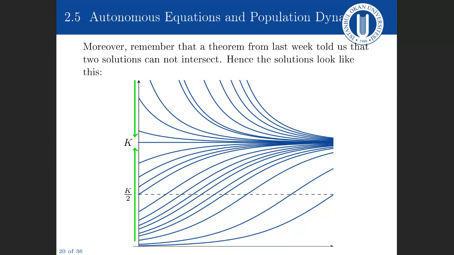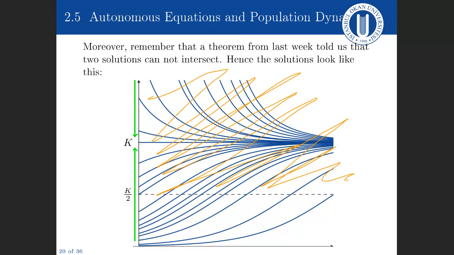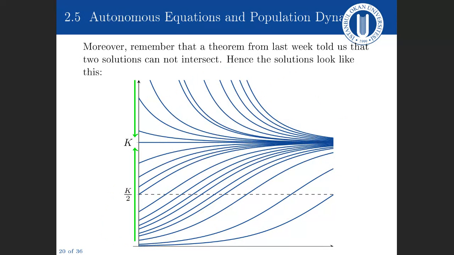Let's look at the bottom part first of all. Just look at y between 0 and k over 2. We said the graph should be increasing and concave up. So we can draw some curves which are increasing and concave up. Then let's look at the middle part. Curves should be increasing and concave down. Any graph we draw here should be increasing and concave down. Remember, they can't intersect, so they can get close together, but they don't cross each other.